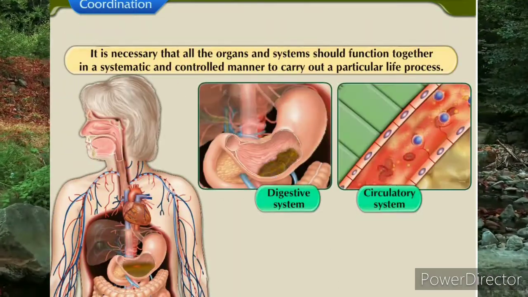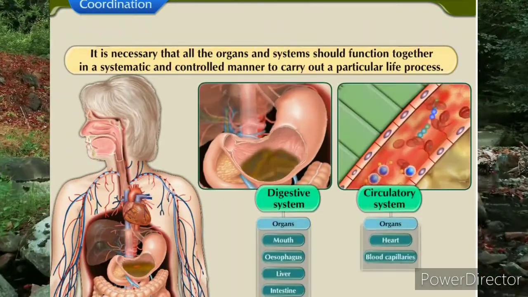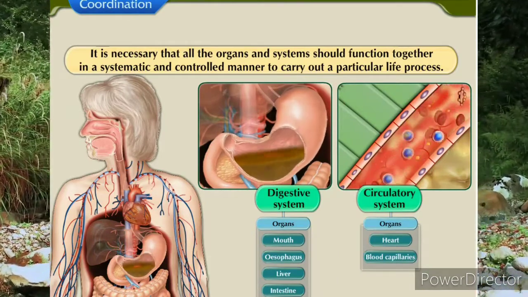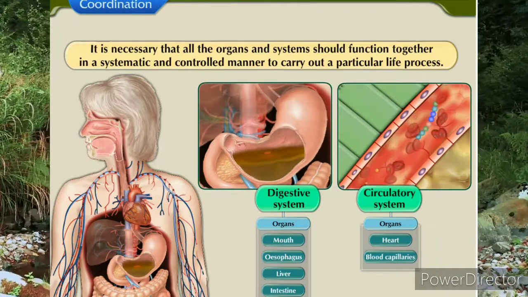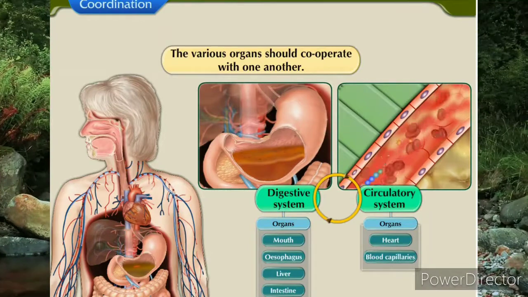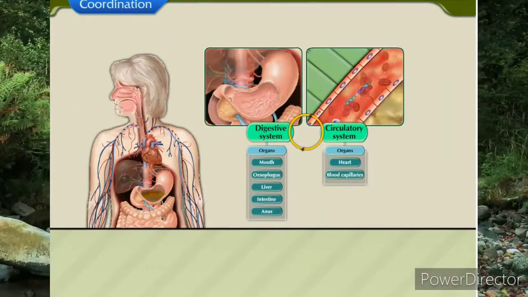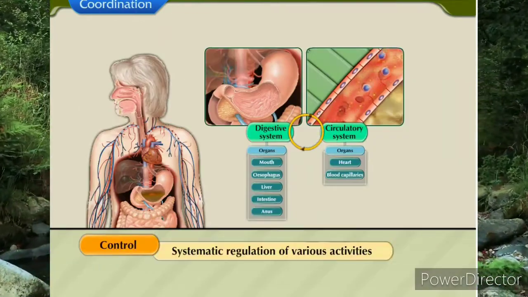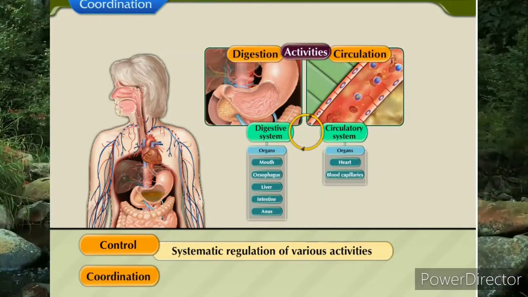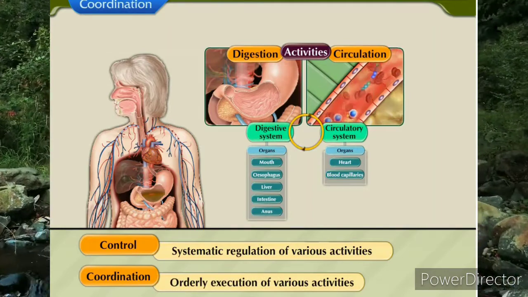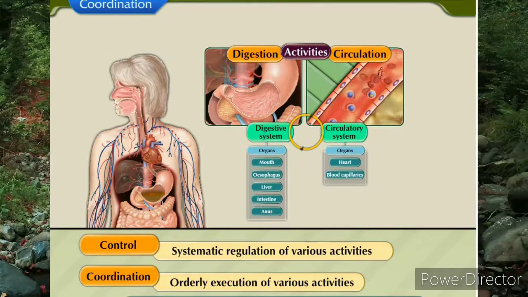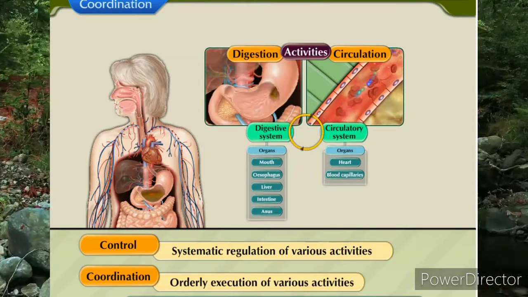It is necessary that all the organs and systems should function together in a systematic and controlled manner to carry out a particular life process. In other words, the various organs should cooperate with one another. Thus, control refers to the systematic regulation of various activities, and coordination means the orderly execution of these activities. This results in proper growth and development of the organism.